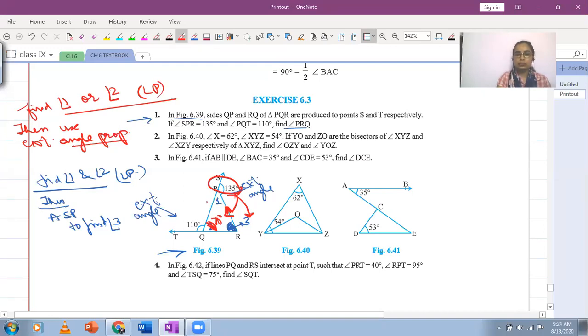So there are 2 ways or 3 ways you can say to do the same question. Whichever way you find it easier, you can do it. It's completely fine. If you need 2 steps or 3 steps, it's completely fine.